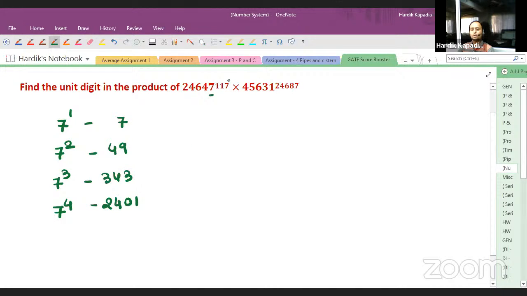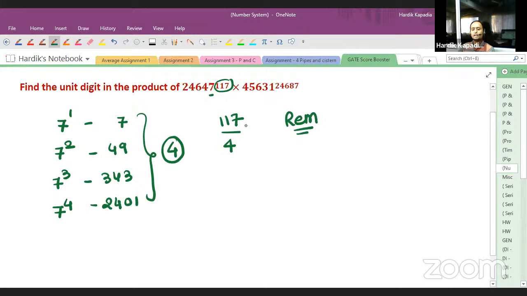Now in the power we have 117. So this is a cycle of 4. After 4 digits it gets repeated: 7931, 7931, 7931. So now, whatever is in the power, 117, will be divided by 4, and we need to find the remainder. By dividing 117 by 4, the remainder will be 1.